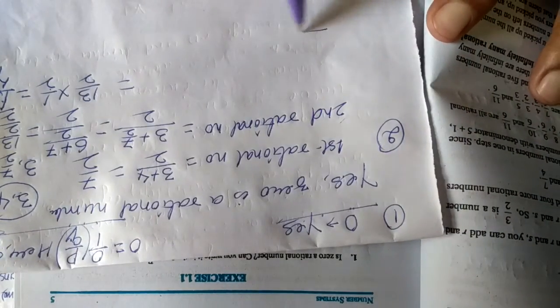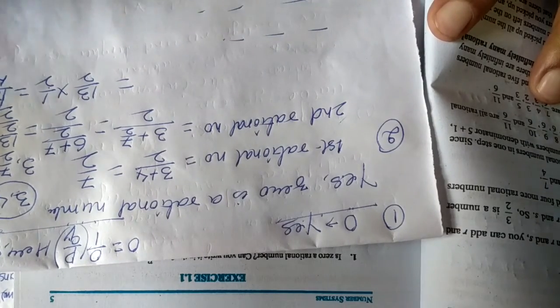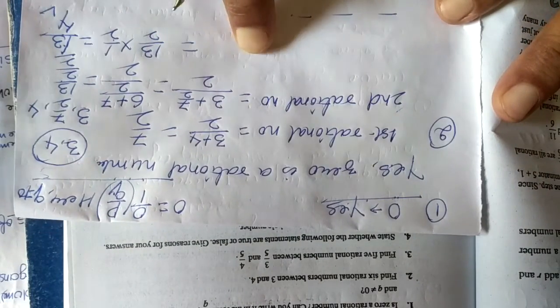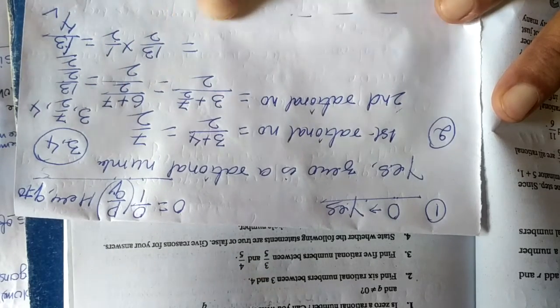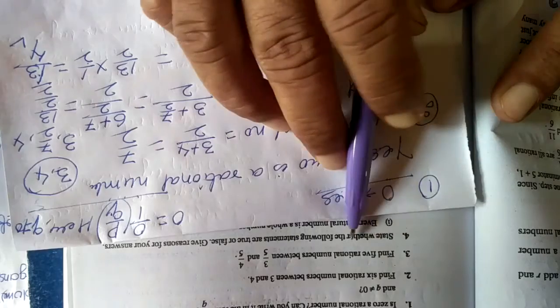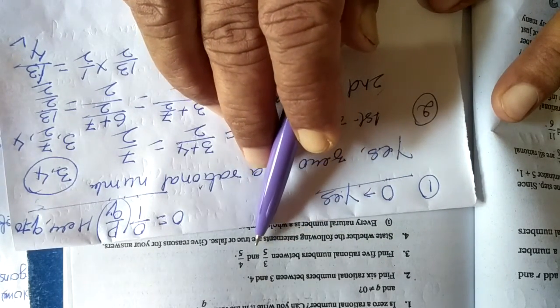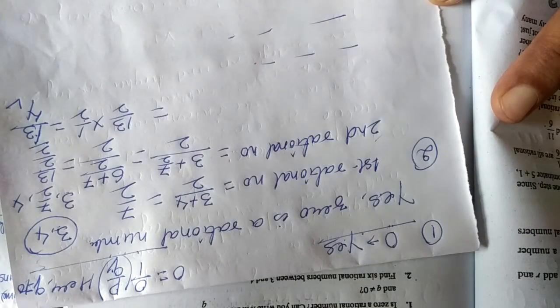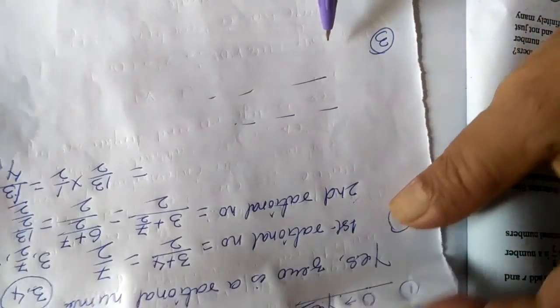In such a way, you can find the 4 more rational numbers and you will get the result. Whatever the answer is written, okay, that may be different from yours, but the process is correct. So in such a way, we can find 5 rational numbers between 3 by 5 and 4 by 5. I am going to find 1 or 2 rational numbers, correct?